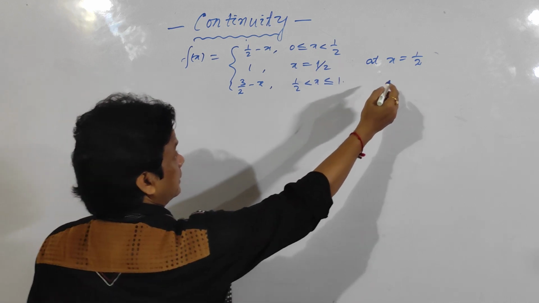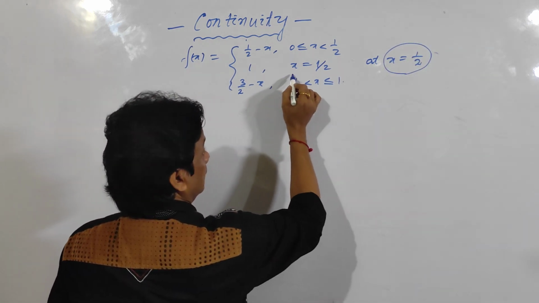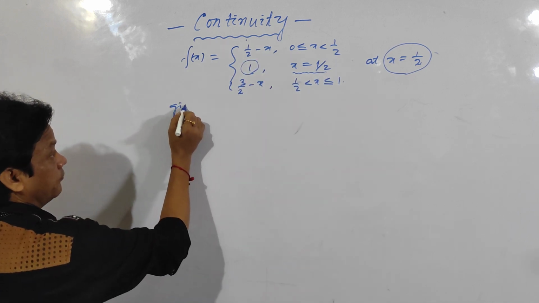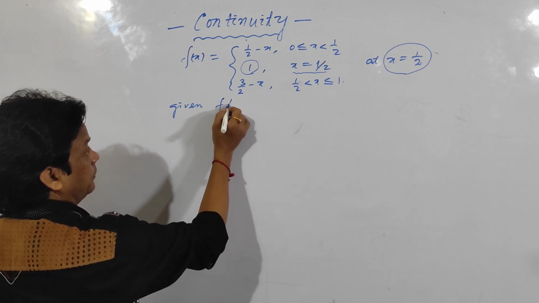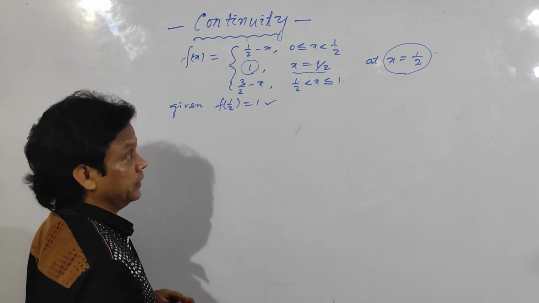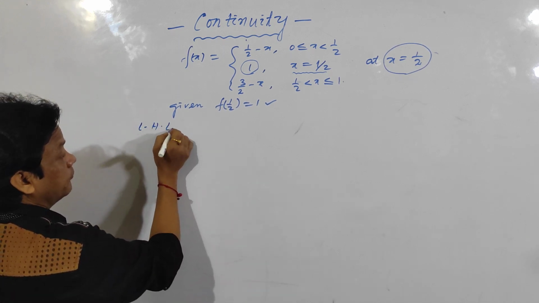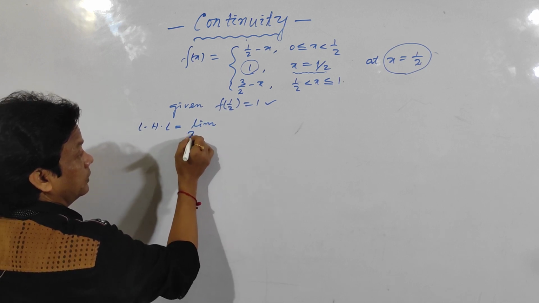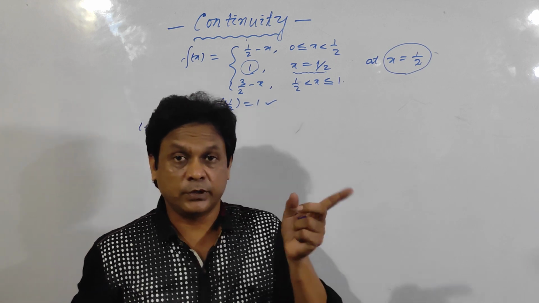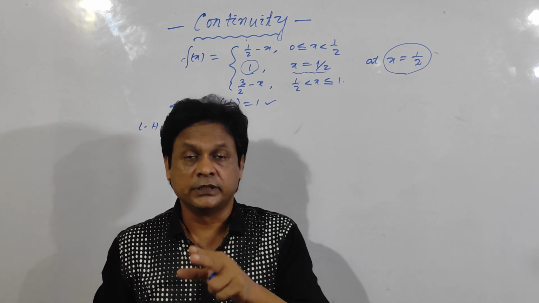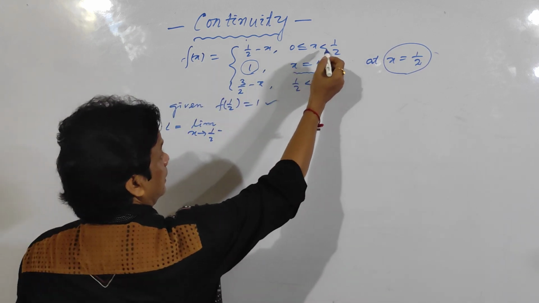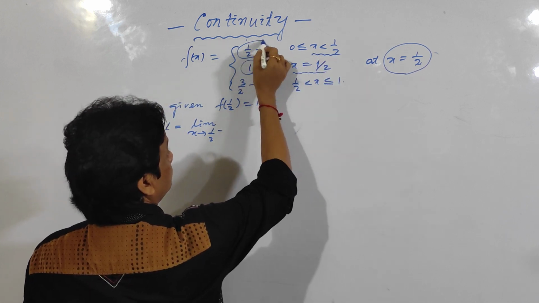See here, this is another example. And here, you want to test at x is equal to 1 by 2. And at x is equal to 1 by 2, the function value is 1. Clear? So given f of 1 by 2 is equal to 1. This is the function value. Now you have to find out the left hand limit and right hand limit. See here, left hand limit x tends to half minus. Half minus means it is less than half. Half plus means it is greater than half, and half minus means if you subtract something from half, it will be less than half. So when x is less than half, the function is this one.